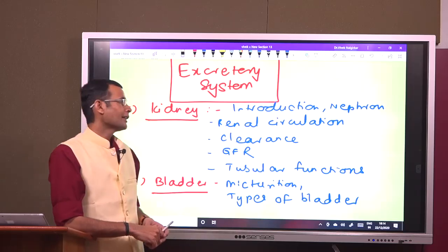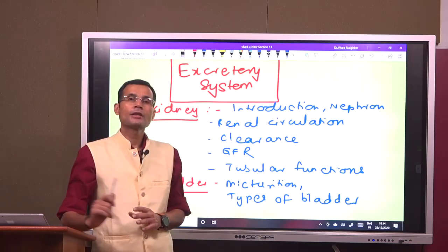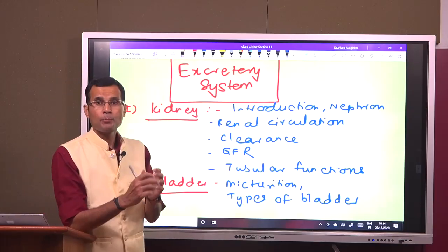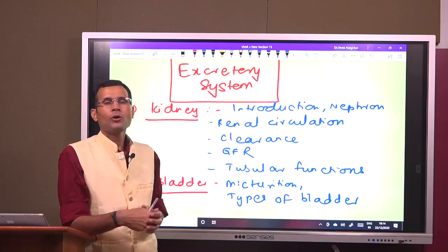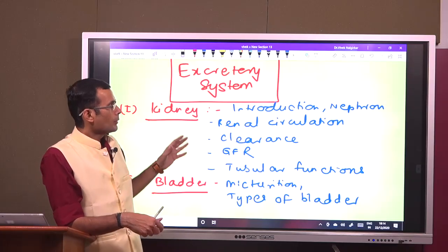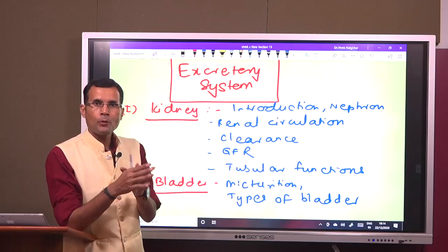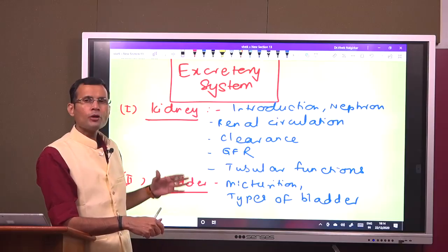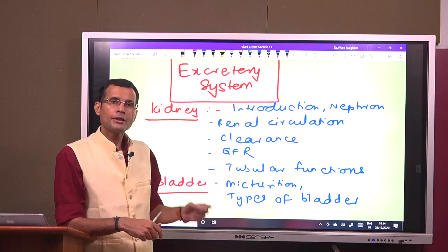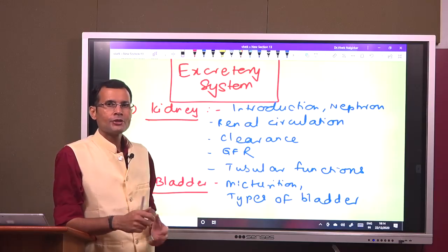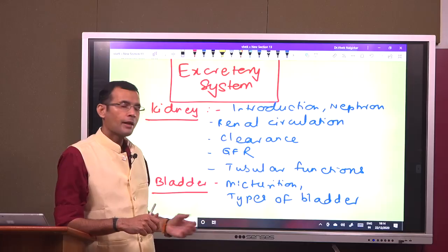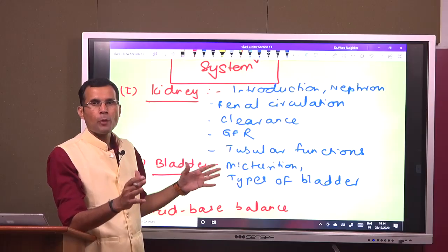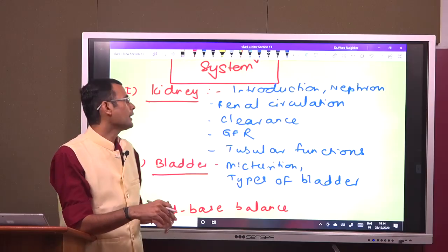Hi, let's begin with a fresh system. The next system is the excretory system. Clinically important one. Of course, clinically all the systems are important, but why I call this important is also from an academic point of view. You get a lot of MCQs from the kidney and renal functions and bladder functions, acid-base balance. So we will go through those topics in conceptual detail.